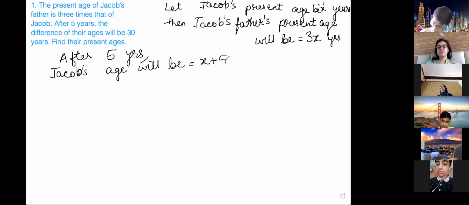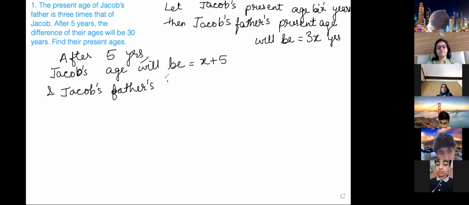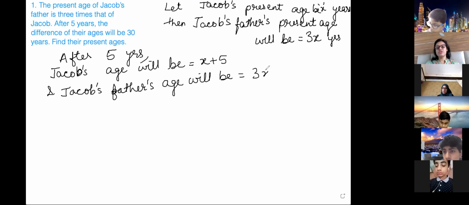See, after 5 years, what is your age? It is not 5 times. You are adding one year, one year, so 5 years you will add. So Jacob's age will be x plus 5, and Jacob's father's age will be how much after 5 years? 3x plus 5. Correct. Now this is according to our assumption: 3x plus 5.